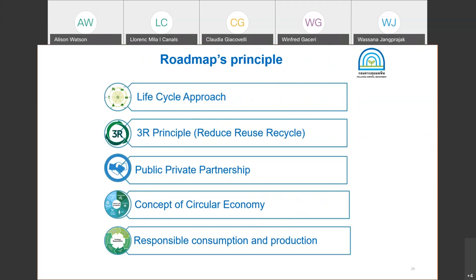Thailand, by the Pollution Control Department, has developed the Thailand roadmap on plastic waste management. The aim is to serve as the framework and direction for preventing and solving plastic waste in the country. The basic principles applied for the roadmap development are: the first is the life cycle approach, the second is the 3R principle, the public-private partnership, the concept of circular economy, and the last is responsible consumption and production.